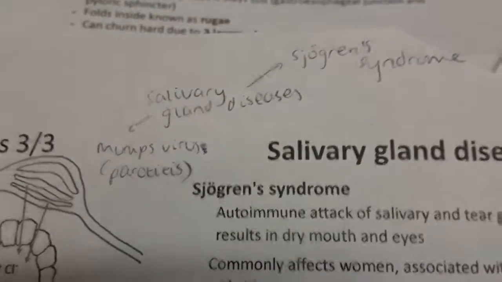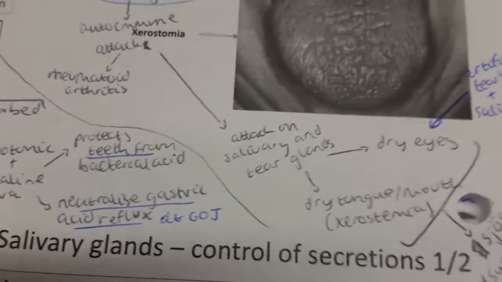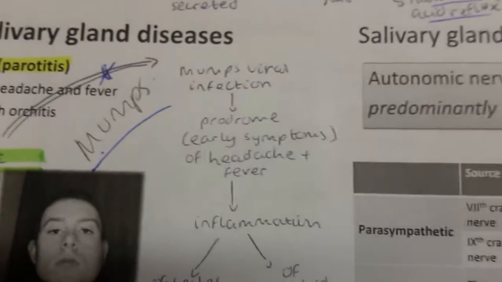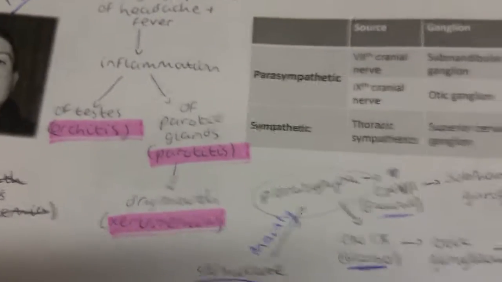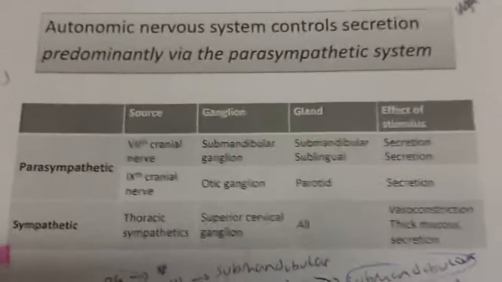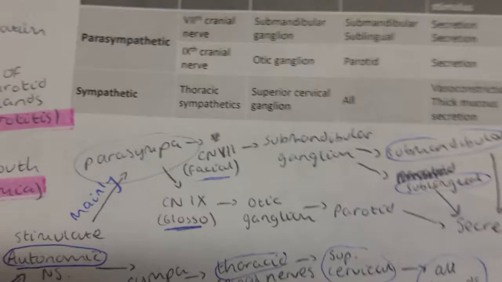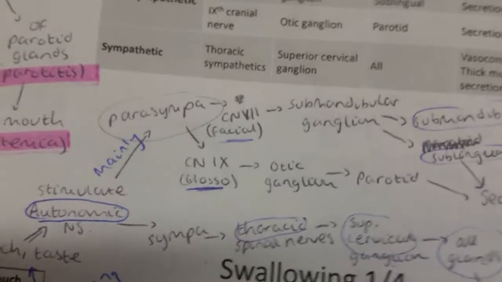Looked at some of the salivary gland diseases, the two diseases, Sjogren's and mumps. Sjogren's attacks the salivary glands, causing xerostomia. Mumps attacks the parotid glands, causing inflammation, parotitis, again resulting in xerostomia. Looked at the autonomic control of secretions. It's basically autonomic, mainly parasympathetic, partly sympathetic, and the various ganglions and nerves.